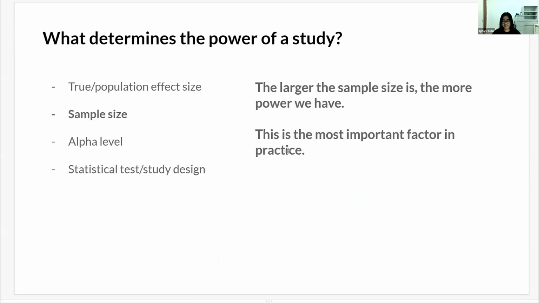In practice, this is the easiest factor to change when we want to change the power of a study. So basically, when we say we want high power in a study, we basically mean we want a larger sample. We want more subjects because we cannot change the true population effect size. We cannot change the alpha value, which is conventionally set at 0.05. If we have determined the study design, we cannot easily change that. So the only factor that we can easily change after everything else is determined is the sample size. So in practice, whenever I say we want higher power, it basically means we want a larger sample.